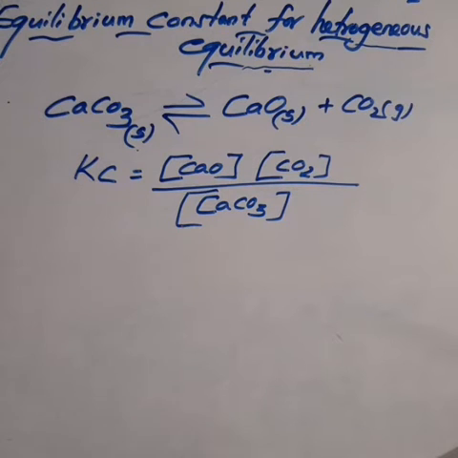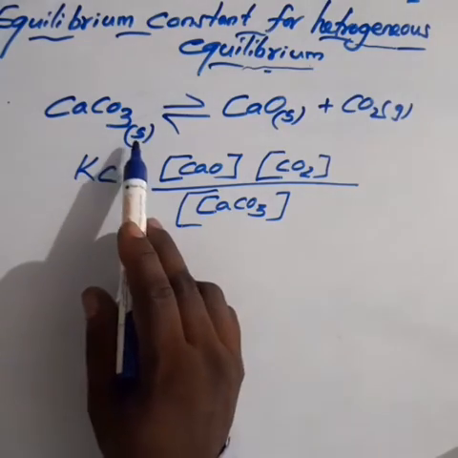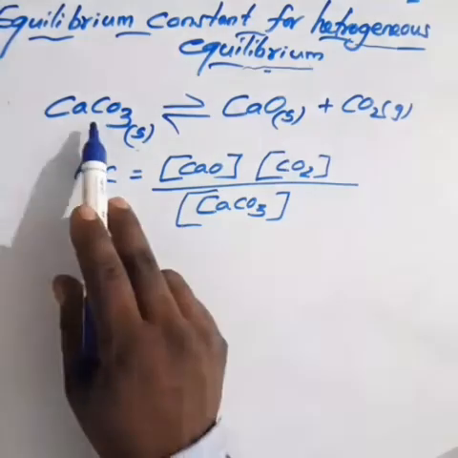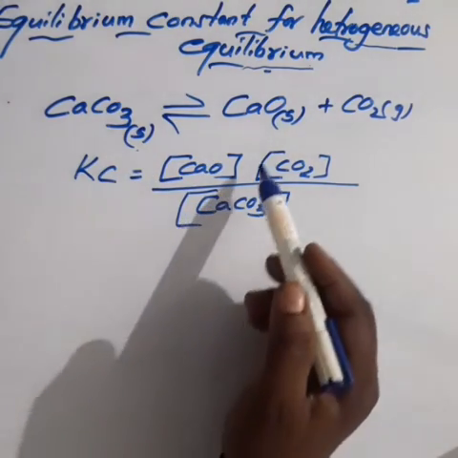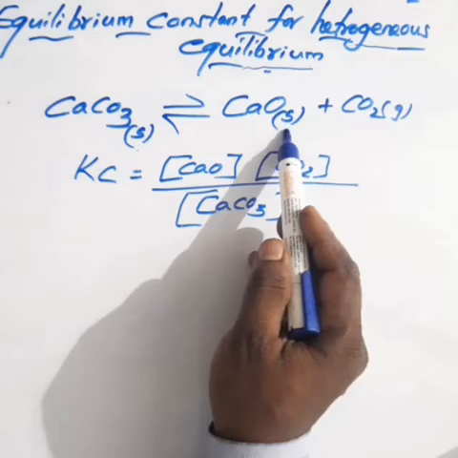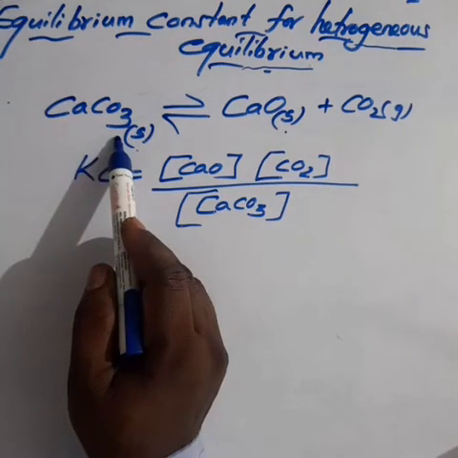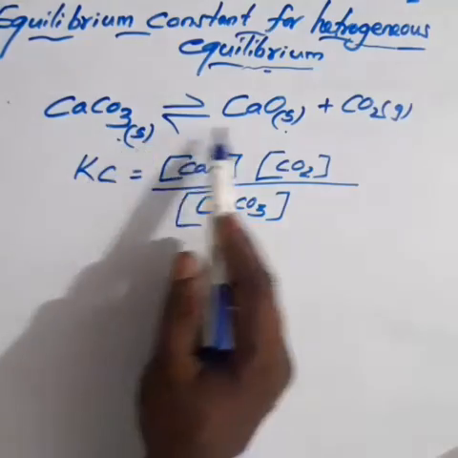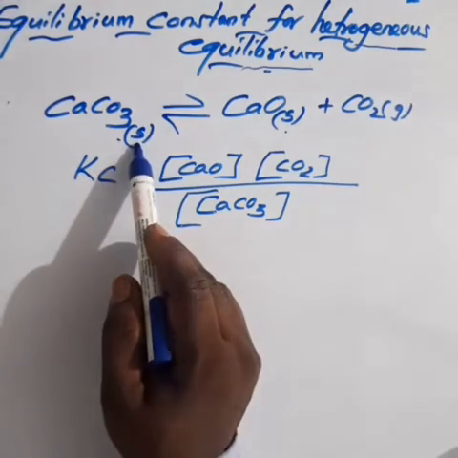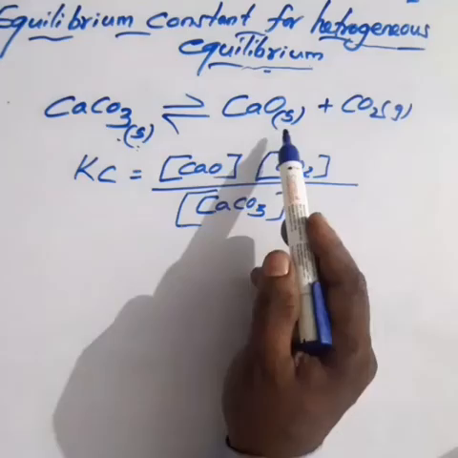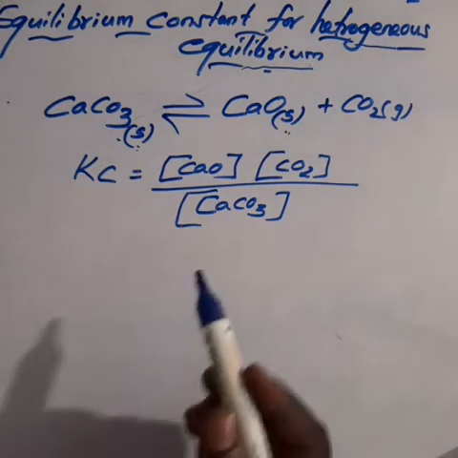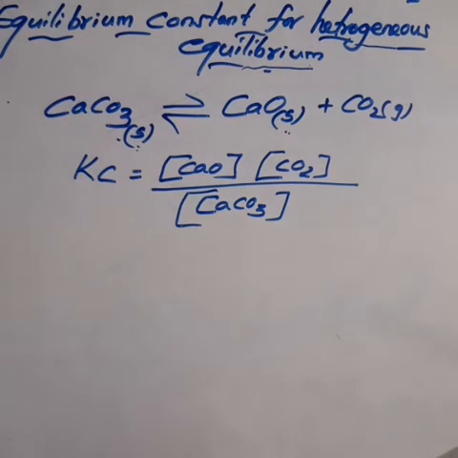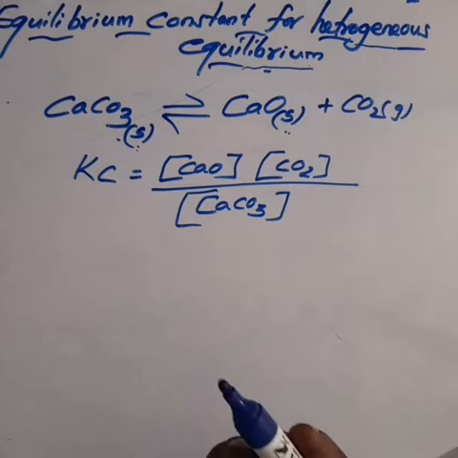Okay, here the concentration of a pure solid is always constant. Calcium oxide is also a pure solid. Calcium carbonate is also a pure solid. Am I right? Here, calcium carbonate is in solid state. Calcium oxide is also solid state. So a pure solid always has the same concentration at the given temperature.